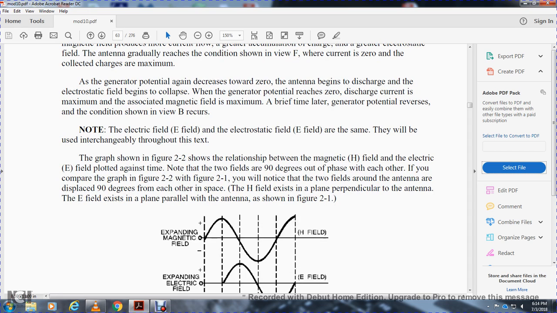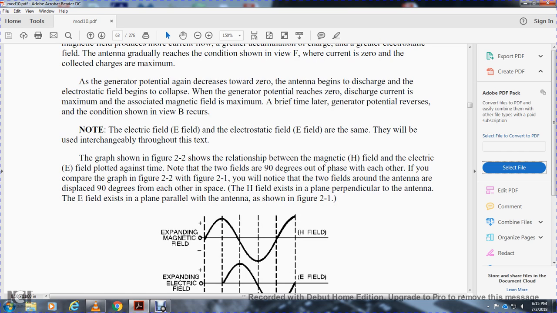Note that the electrostatic field and the electric field are the same. They will be used interchangeably throughout this text. The graph shown in Figure 2.2 shows the relationship between the magnetic field and electric field plotted against time. Note the two fields are 90 degrees out of phase with each other.